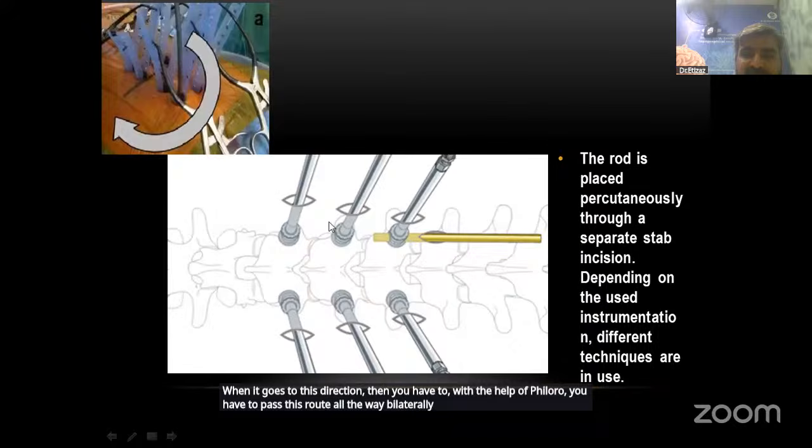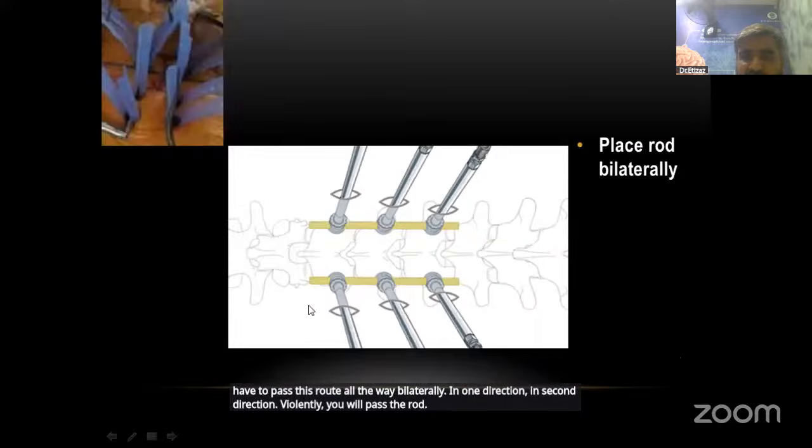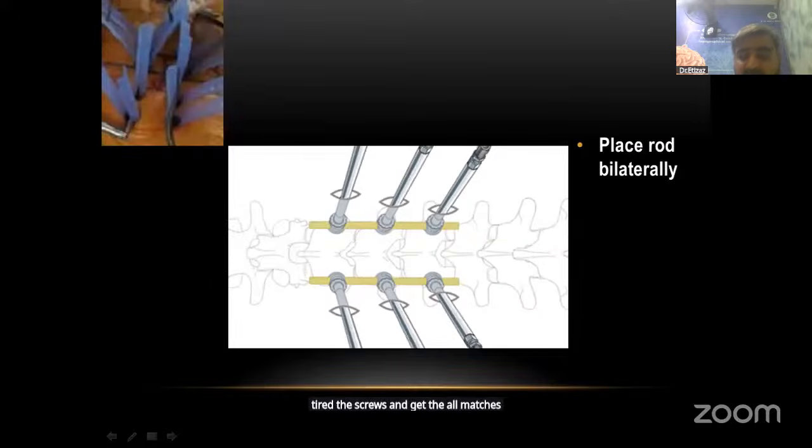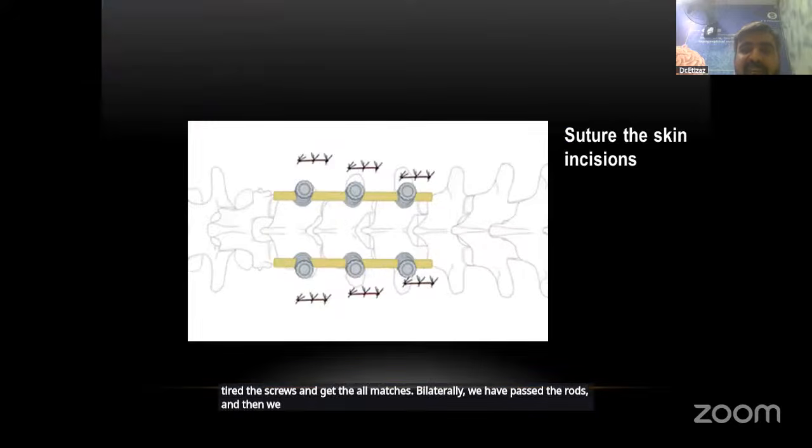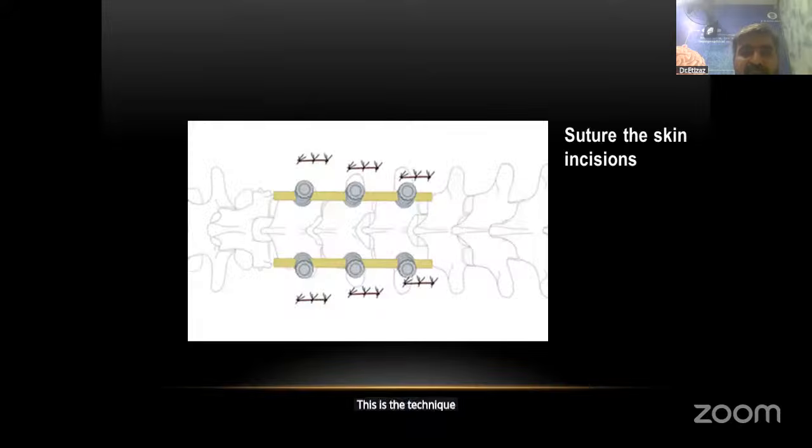In one direction, in the second direction. Bilaterally, you will pass the rod, tie the screws, and get the images. Once we have passed the rods bilaterally, you have to suture the skin incision only. No need to go for the subcutaneous and muscular layers. This is the technique of percutaneous transpedicle screw.